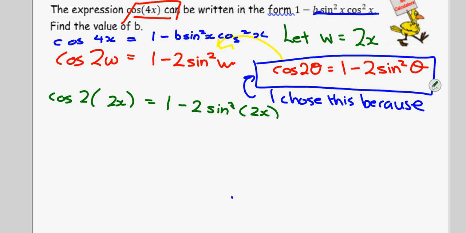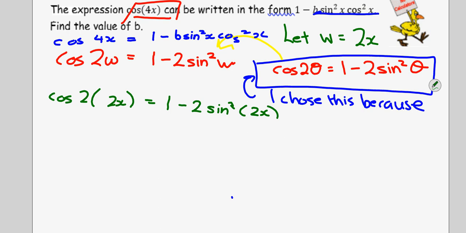And then sine squared 2x. So how come we're not using W anymore? Because it's confusing. So W equals theta equals 2x. Just scratch W. Okay, I'm just confused as to why we didn't use theta throughout the entire thing. Because the question has x.